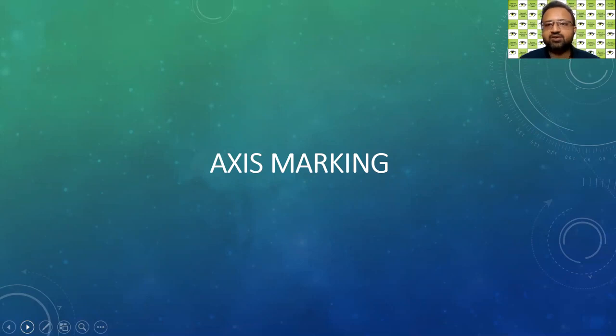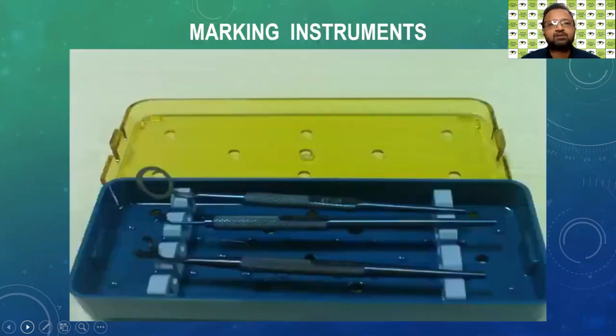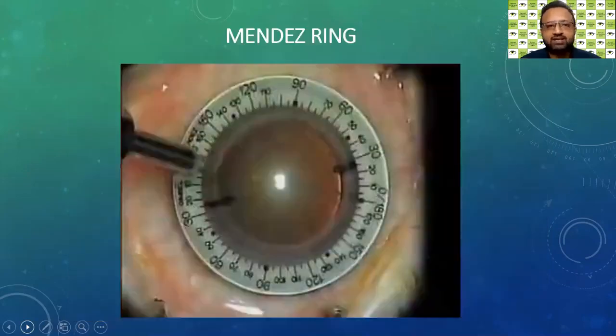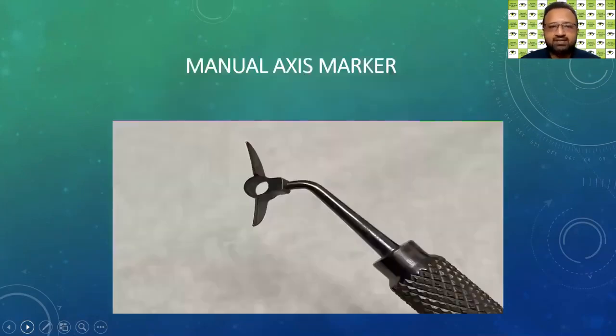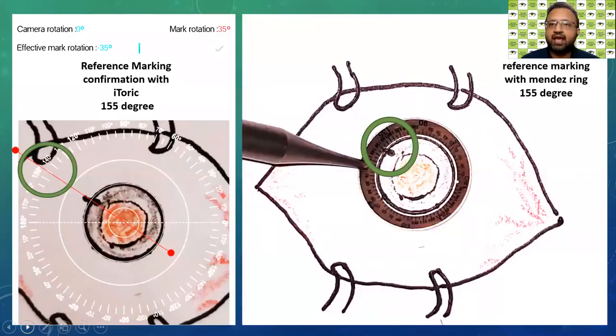So that comes to the axis marking. Axis marking is where my toric IOL axis will be aligned. For the axis marking, these are the instrument set, and we have to use the Mendez ring, because the Mendez ring has the axis marker here, and this is the manual axis marker. Before the axis marking, we need to understand where I did my reference marking before placing the Mendez ring. Look, in this first picture, the mark rotation was 35 degrees. So my reference marking is minus 35 degrees. This is called minus 35.